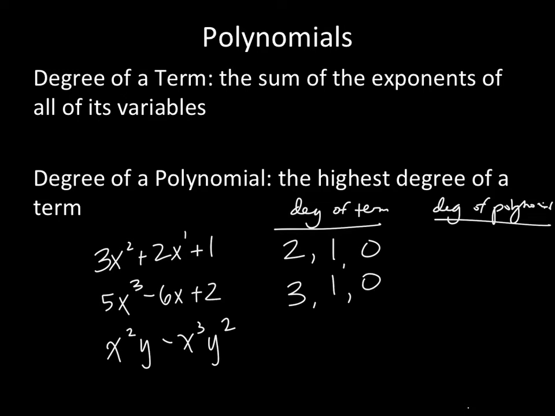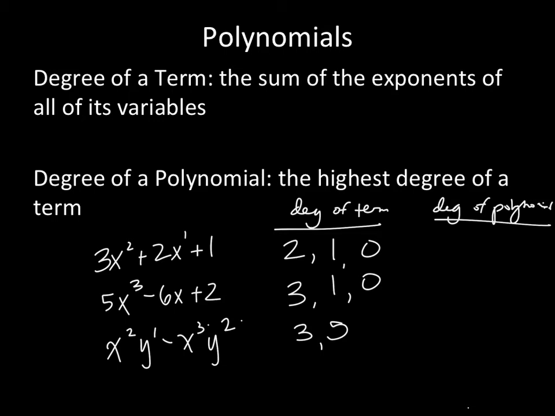Looking at this last one, it says the sum of the exponents of all of its variables. So right now I have 2 variables. I'm actually just going to put a 1 here so I can remember that, because it's understood to be 1, even though it doesn't say it explicitly. So x squared y raised to 1, the degree of this term, I'm going to add these 2, so it's actually going to be 3. And for the next term, it's going to be 5, because I'm adding 3 and 2.